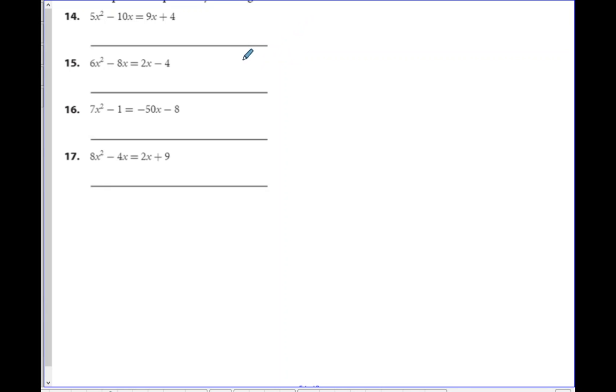All right. So 15. Again, we're thinking, all right, let's make this equal to 0, and then we can factor to use a zero product property. So when you subtract 2x from both sides, do you agree with negative 10x? Yeah. And then when we add 4 to both sides, there's no other constant to add over here, so that's just going to leave us with plus 4 on that side. And now we have it equal to 0.